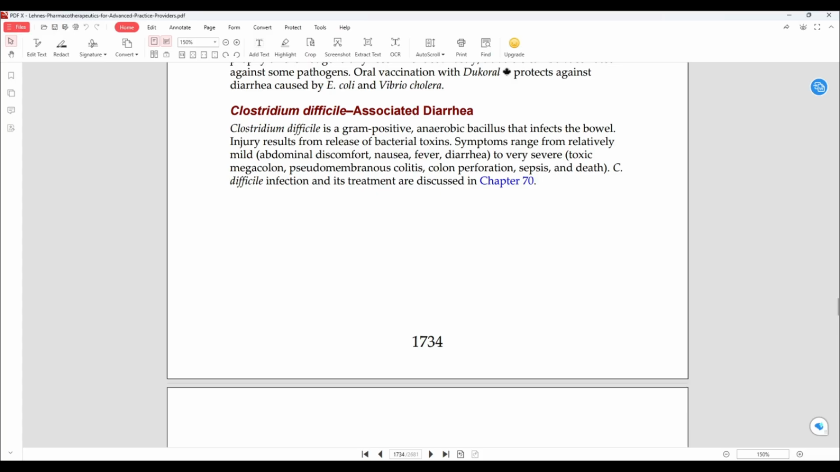Which brings us to C. diff associated diarrheas. Clostridium difficile is a gram-positive anaerobic bacillus that infects the bowel. Injury results from a release of bacterial toxins. Symptoms range from relatively mild to severe: abdominal discomfort, nausea, fever, diarrhea, toxic megacolon, pseudomembranous colitis, colon perforation, sepsis, and even death. C. diff infection and its treatment is discussed further in Chapter 70.